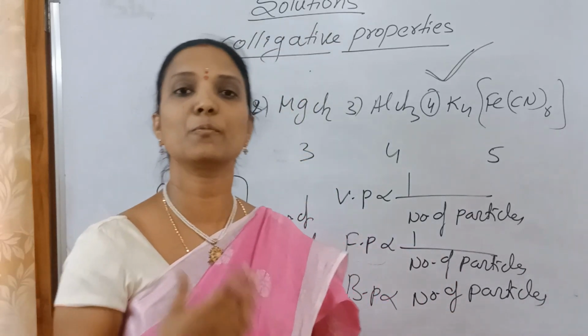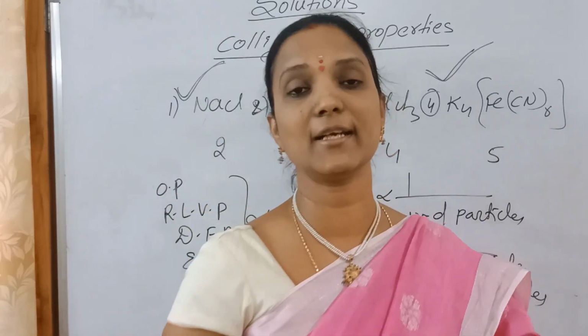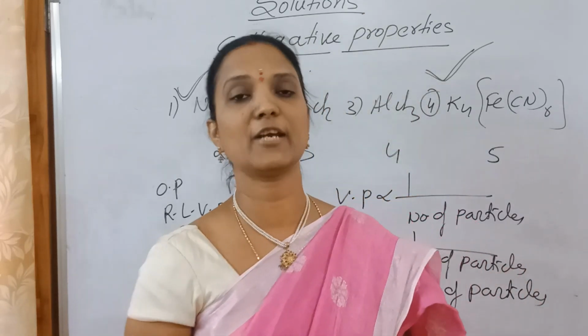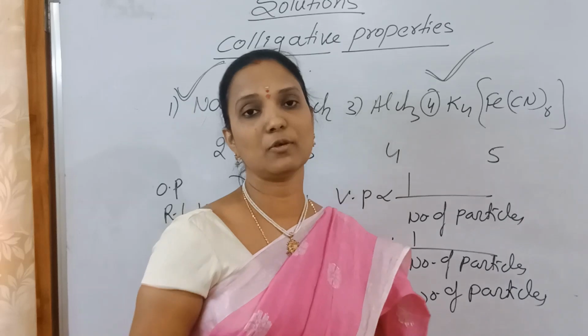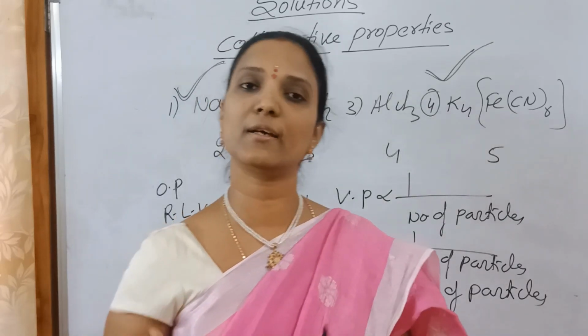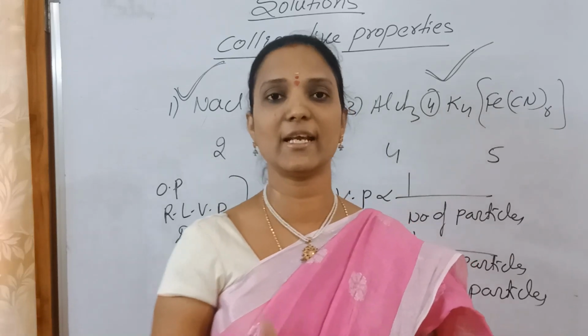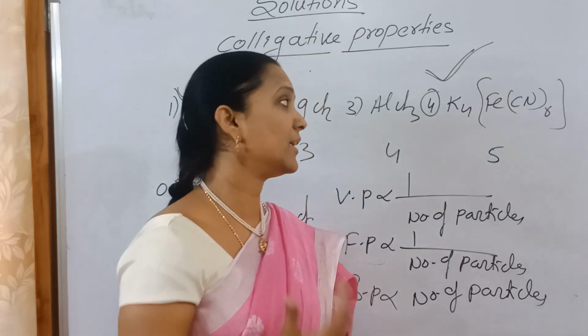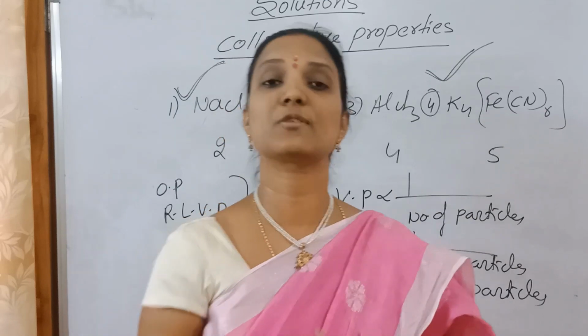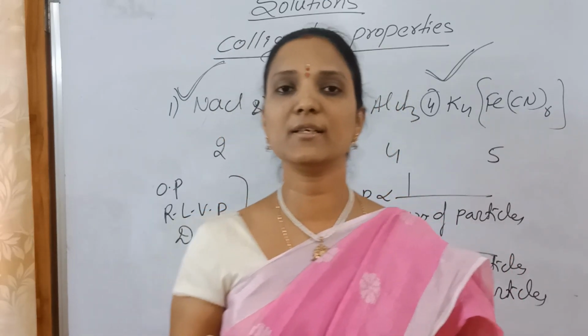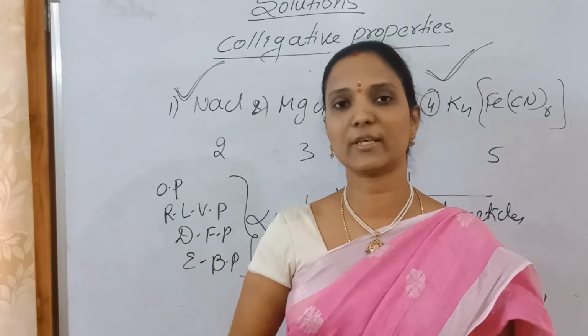Along with these, problems on how to calculate the gram molecular mass of an unknown solute if delta Tb, delta Tf, osmotic pressure or relative lowering of vapor pressure is given. What is the relation between all these? In the next video we are going to learn that. Next video: abnormal molecular mass, what is the Van't Hoff factor, and some problems based on these. Okay, thank you.